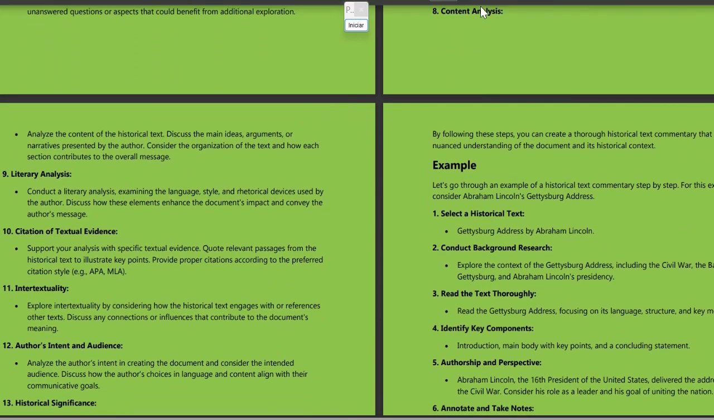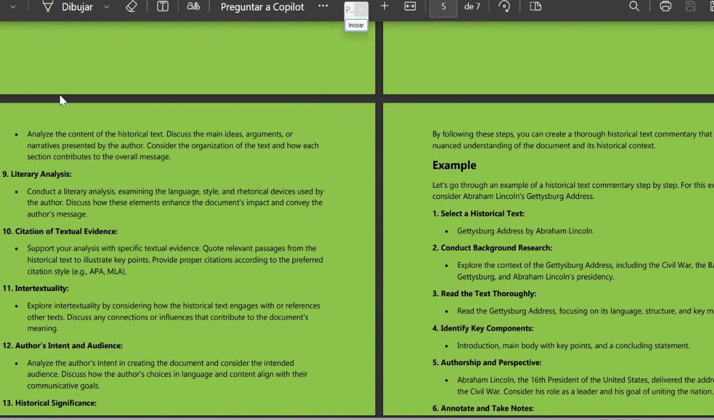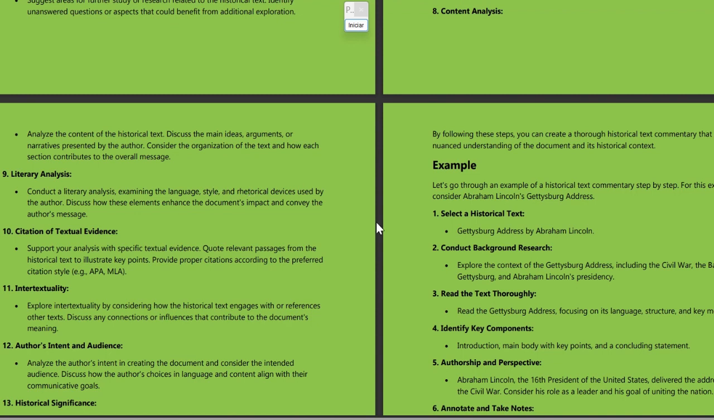Next step, content analysis, literary analysis. These speak about examining the language, style, and rhetorical devices used by the author. Remember, if you don't remember right now what devices we are talking about, don't forget to watch and read lesson number 3. We were talking about the devices we can use in a literature analysis.